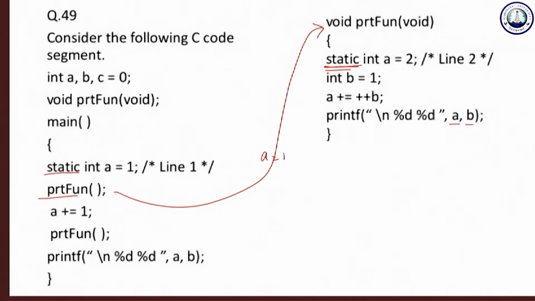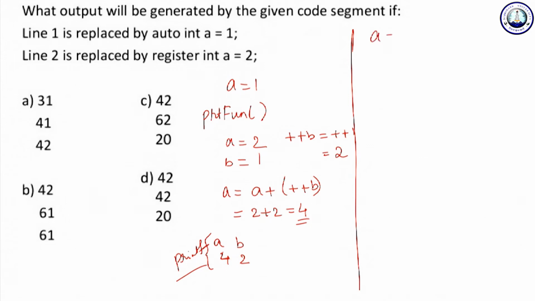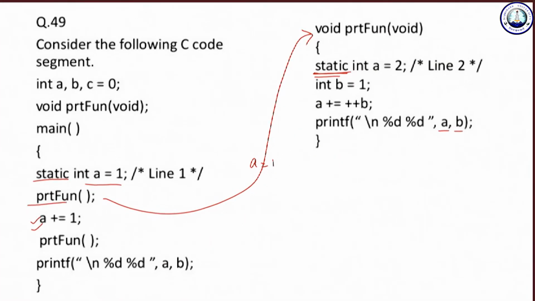Then after that we will come to this one, a is equal to a plus 1. So 1 plus 1 is 2. As it is auto, it will not store the previous value. It will remain the one which is declared as auto int a is equal to 1. Then the function is called, so we will go here again.